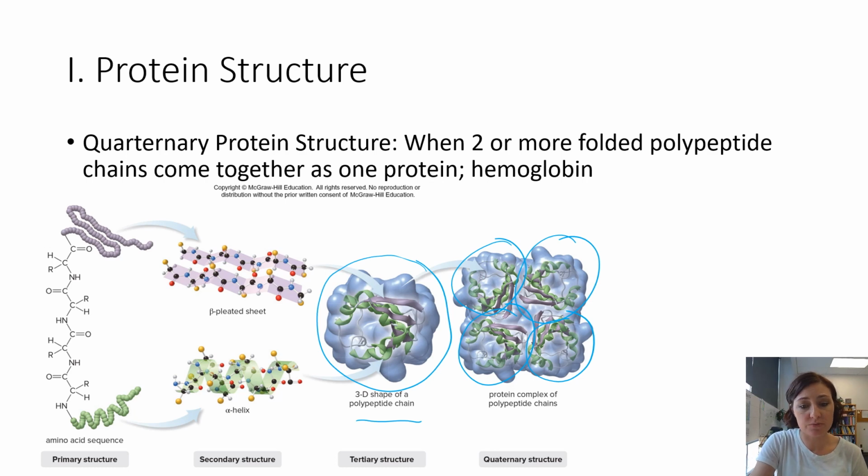And just for note, I really like this image from your book because it takes us from primary structure, which is your individual chain of amino acids, to secondary structure where we see portions of the chain either going into a beta pleated sheet or an alpha helix, up to a 3D shape in a tertiary structure, and then how those tertiary 3D shapes interact with each other. So I think this is a great rundown of all four levels of protein structure.